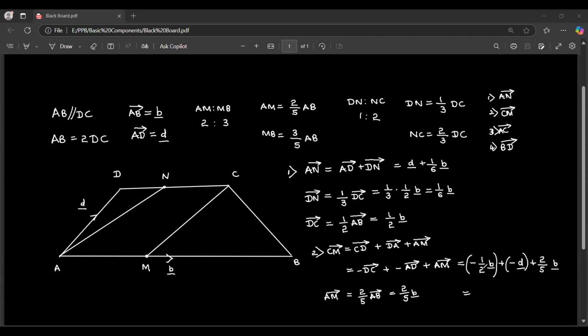So we have 2 over 5b minus half b, which means 4 over 10 minus 5 over 10, so minus 1 over 10b, and minus d. So CM is equal to minus 1 over 10b minus d. If you want to recheck, you can also do that. Well, how are we going to do that?